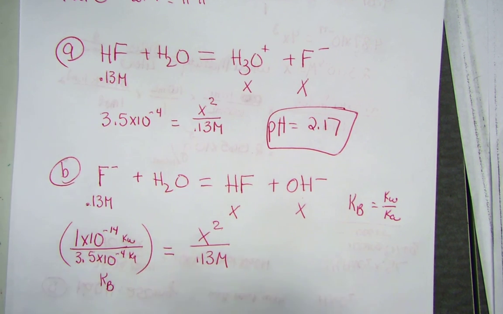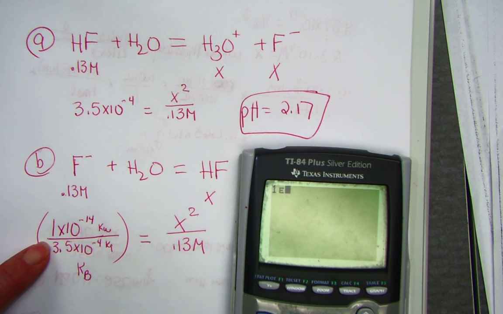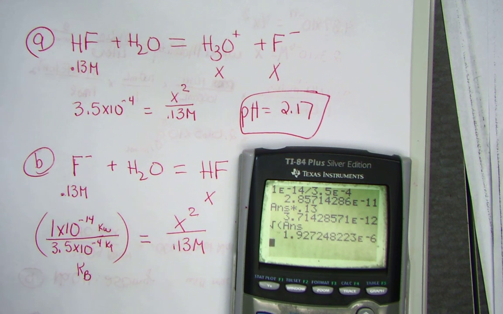All right, let's simplify. Solve for X. X is standing for hydroxide. So 1e negative 14, that's our constant called Kw, divided by 3.5e negative 4. They looked up Ka value for HF, and there's my Kb, 2.85 e negative 11. We'll cross multiply that with 0.13, the concentration of the original fluoride. Now we have on our screen the value of X squared, square root that answer, and there's the hydroxide concentration.